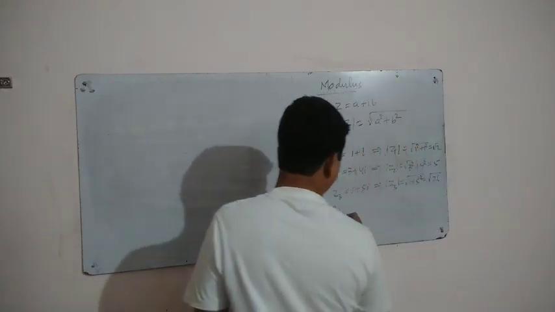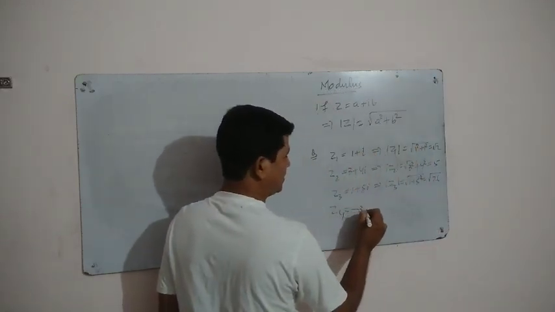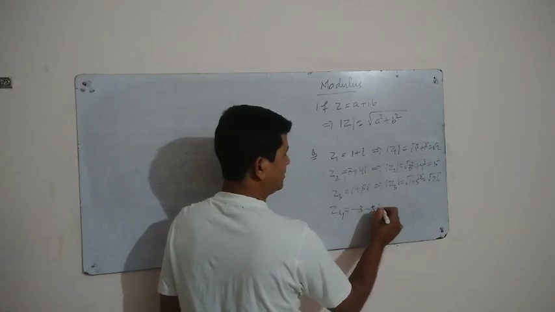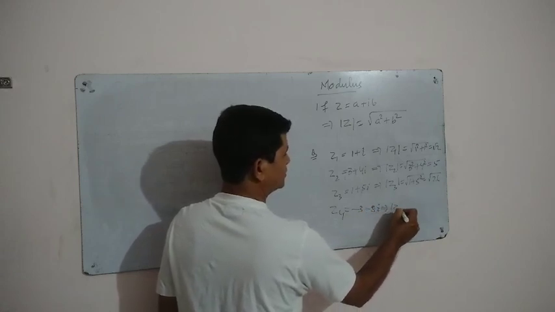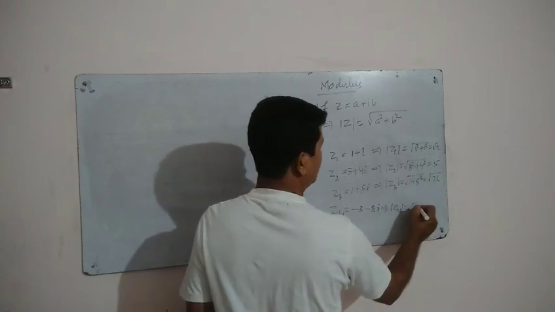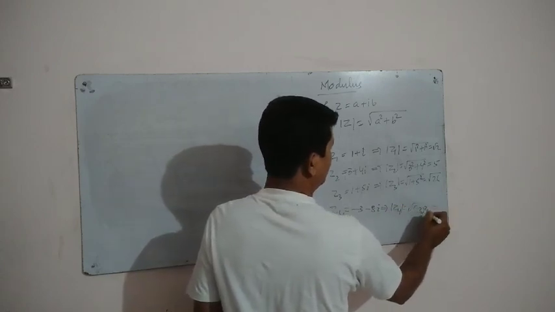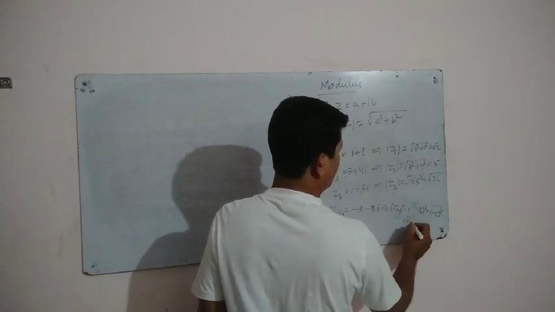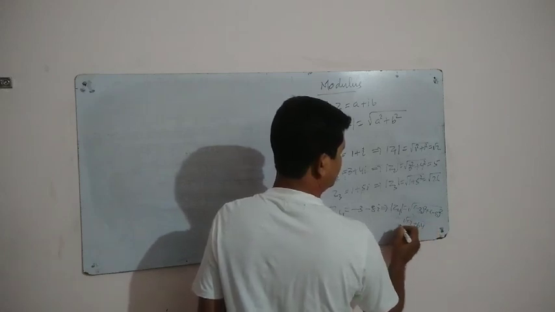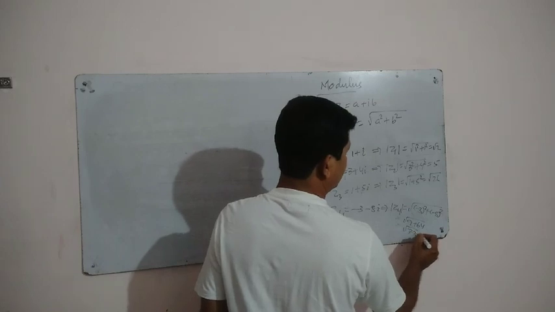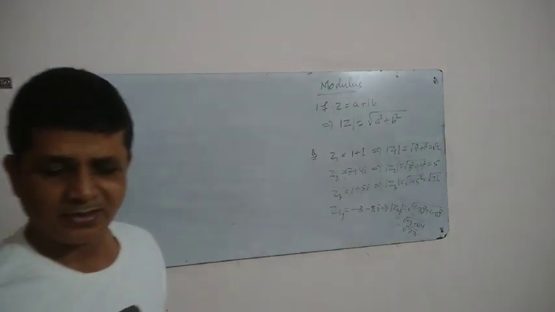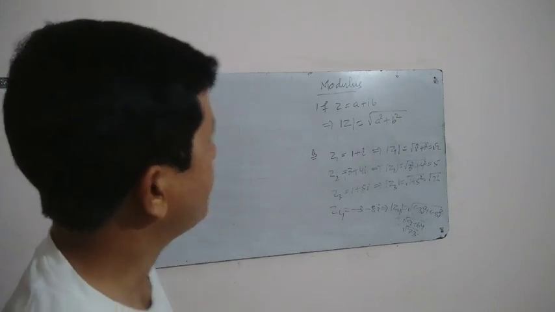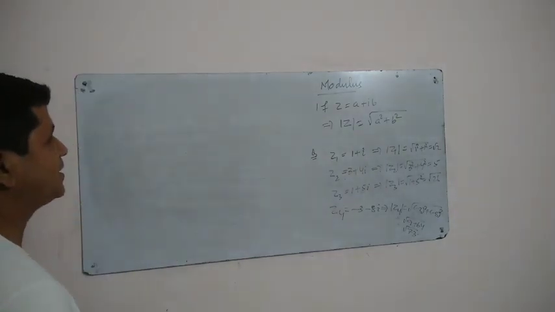Similarly, Z4 is equal to minus 3 minus 8i. Then what is its modulus? The modulus is root of minus 3 squared plus minus 8 squared, which is equal to root of 9 plus 64, equal to root of 73. Now come to its properties.